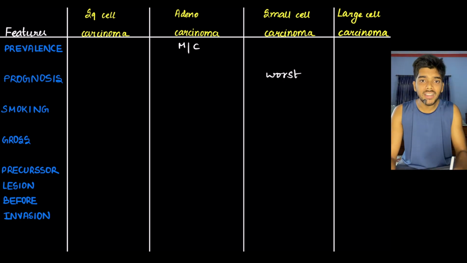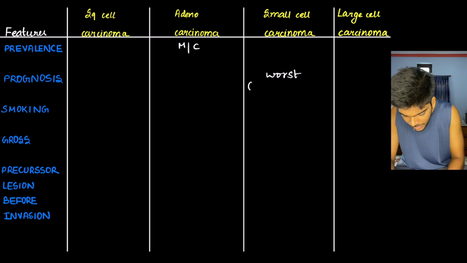Okay. Prognosis. Small cell carcinoma has the worst prognosis. It is the most fatal out of all. One of the reasons also being that it shows the highest level of metastasis. So it shows maximum metastasis.